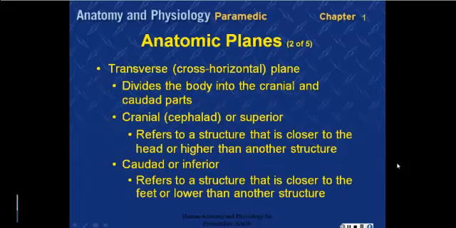The transverse or cross-horizontal plane divides the body into the cranial and caudate parts. The cranial, also known as the cephalad or superior, refers to a structure that is closer to the head or higher than another structure, and the caudate or inferior refers to a structure that is closer to the feet or lower than another structure. So cranial, cephalad, and superior all mean the same thing with reference to anatomical position, and caudate and inferior mean the same thing. So you might want to take some time to commit cephalad and caudate to memory so as you don't get them confused.